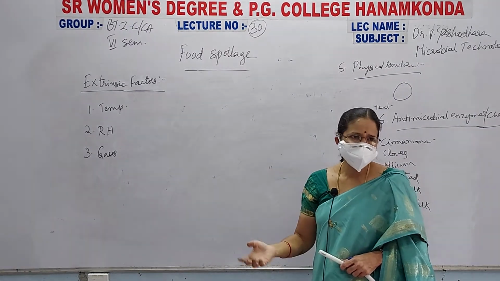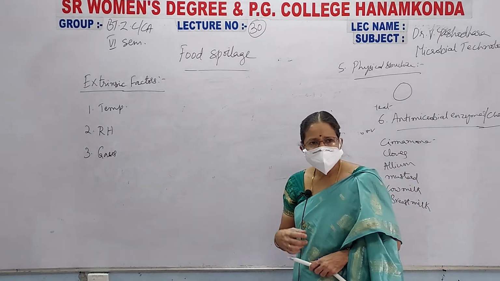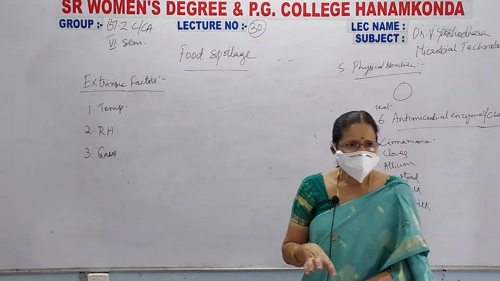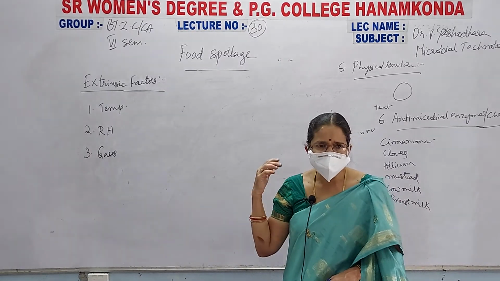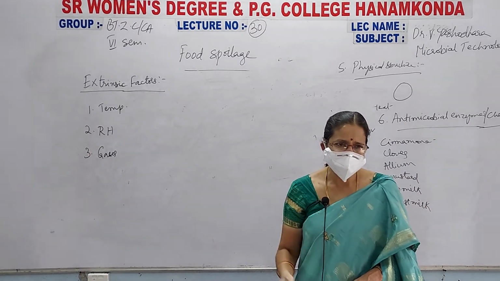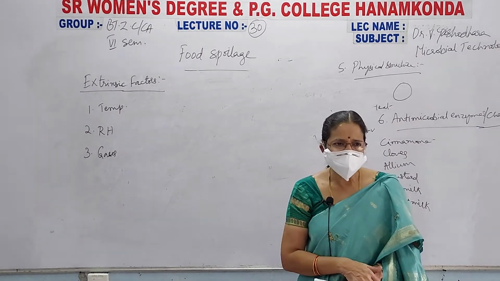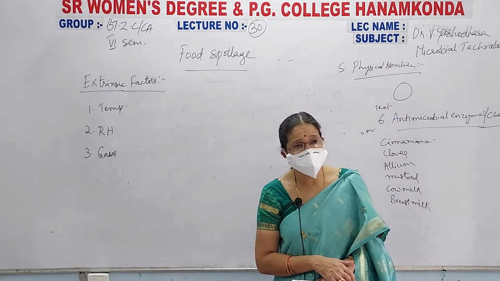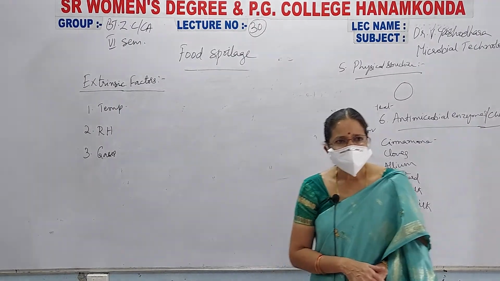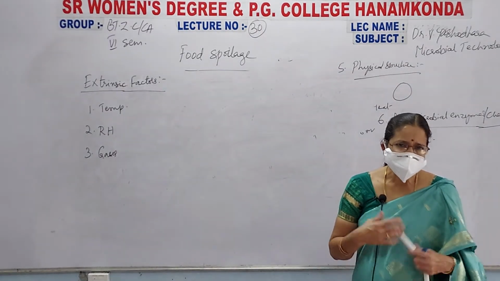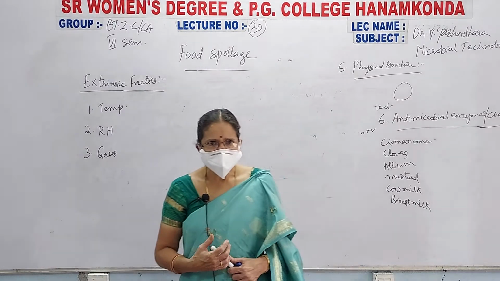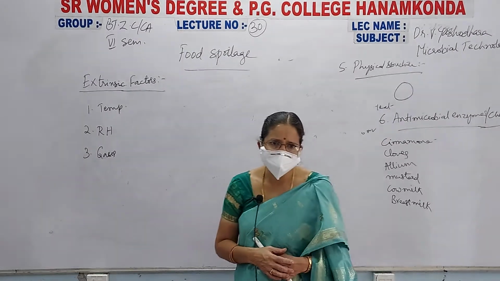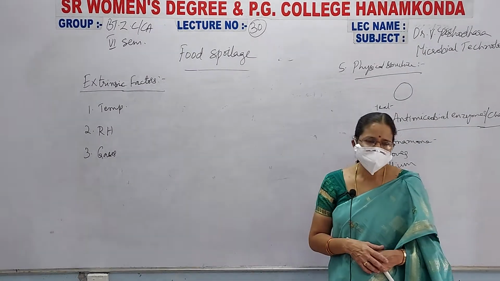Many microorganisms are there. When compared to summer conditions, in winter and rainy seasons, many microorganisms are available in the environment because of the availability of moisture. Just now I told you, as many times I repeated in today's class, that if any water content or moisture is there, the moisture will attract many microorganisms.